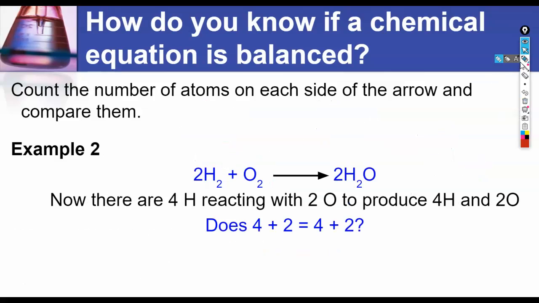Okay, so let's take a look at this chemical equation, see if this equation is balanced. Okay, so we're going to count how many atoms we have on both sides of the equation. So on the reactant side, how many hydrogen atoms do we have? Well, we have H2. The H2 molecule has 2 hydrogen atoms, but we have 2 of those. So we actually have 4 hydrogens on the left side, and then we have 2 oxygens right here.